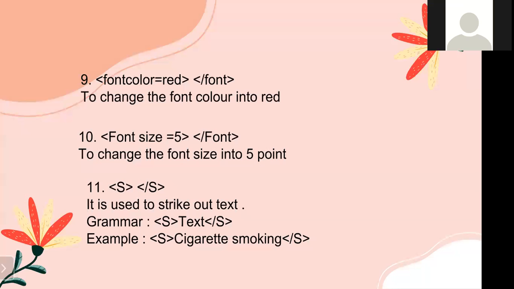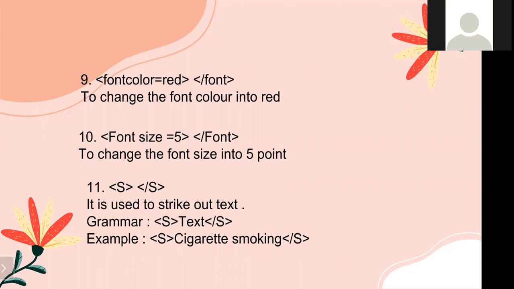Then the font tag: angular bracket font color equals red angular bracket close, angular bracket slash font angular bracket close. This tag is used to change the color to red. Angular bracket font size equals 5 angular bracket close, angular bracket slash font angular bracket close. This tag is used to change the font size to 5.